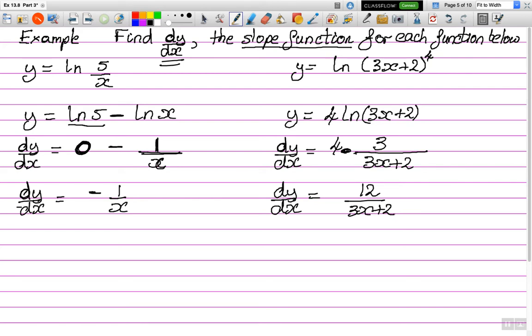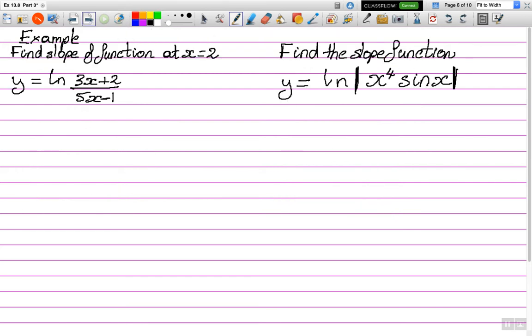Moving on, we're doing the slope function, or find the slope of the function at x equals 2. So what we're going to do now is, before we differentiate it, we know that the fraction law is going to be the log of a fraction is the log of a top minus the log of the bottom.